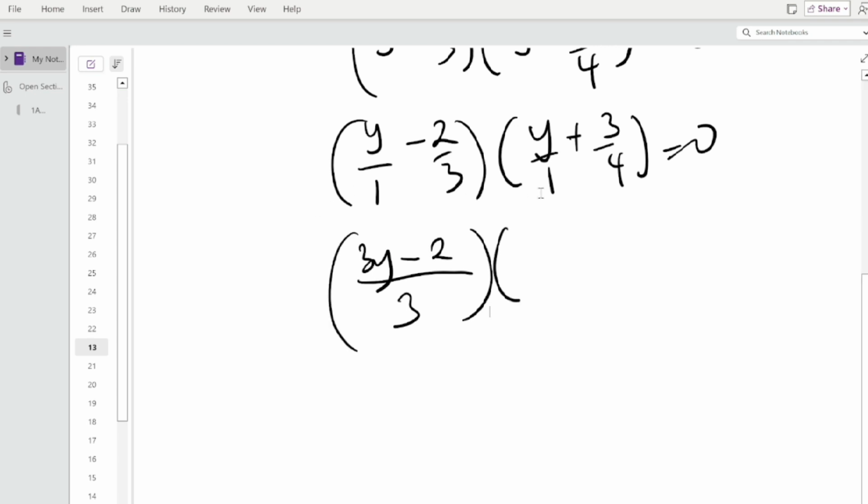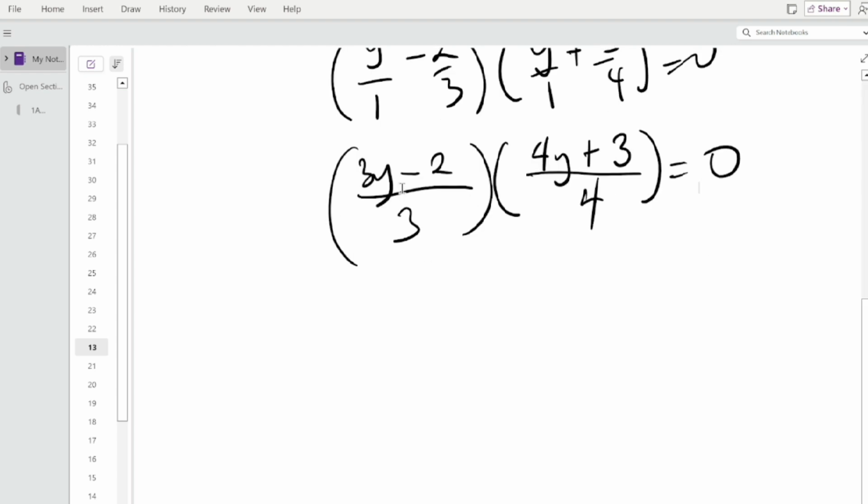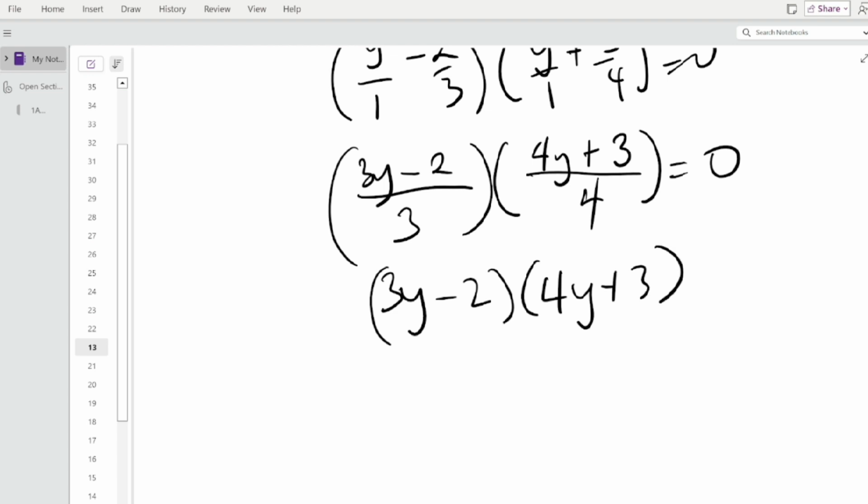Then on the other side, you have LCM of 1 and 4 is 4. So you have 4 in 1, that's 4 divided by 1. That's 4 times y, that's 4y, plus 4 in 4, 1. 1 times 3 is 3. Close bracket equals 0. You can then multiply. You multiply the numerator separately and the denominator separately. So you have 3y minus 2, 4y plus 3 over 3 times 4 is 12 equals 0.